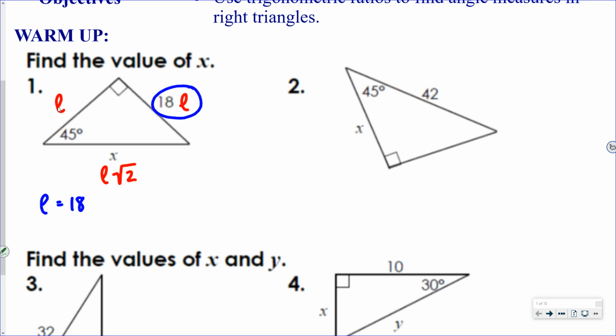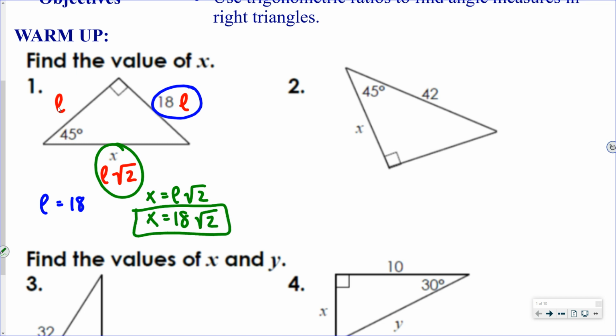What I'm trying to find is the hypotenuse. And since we know L is 18 and the hypotenuse is L root 2, X would just be 18 root 2. Okay, that one's pretty simple.